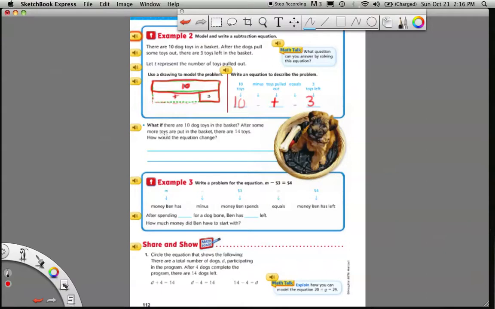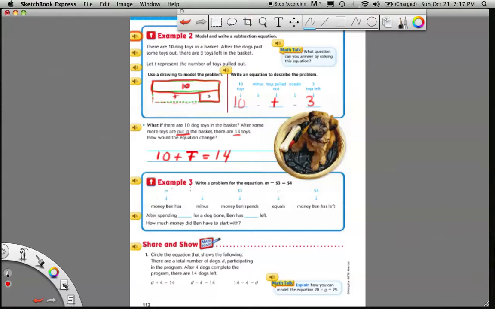Okay, so it says, what if there are 10 dog toys in the basket? Well, that's what we started with already anyway, right? After some more toys are put into the basket, so here's the difference, put in the basket. So we're not taking the toys out, we're putting them in. So then there's 14 toys. How would the equation change? It's not talking about the model, it says the equation. Well, we started with 10, we put in, so we added in some more toys, which we'll call t. Let me make that a capital T because it looks just like a plus sign if not. 10 plus t is going to equal now not 3, but 14 toys. So that's how our equation would change.